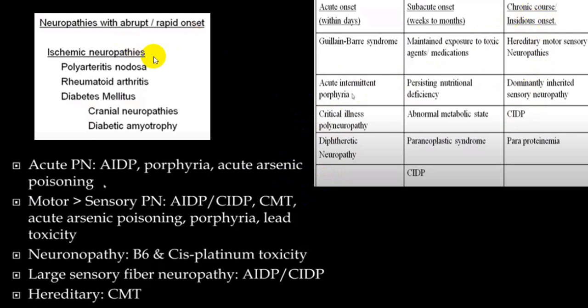Ischemic neuropathy will be very common, and that will be in polyarteritis because it is secondary to vasculitis, that is diabetes and collagen disorders like rheumatoid arthritis and polyarteritis nodosa. So these are some of the conditions which should be kept in mind.